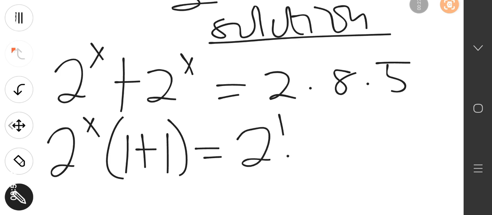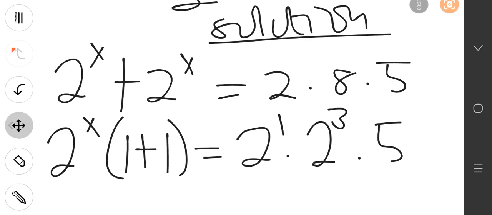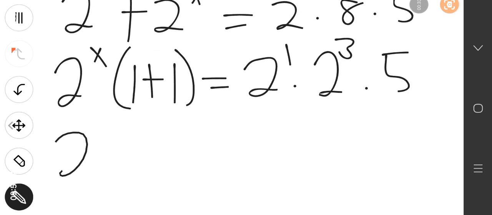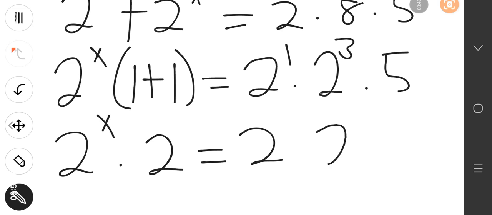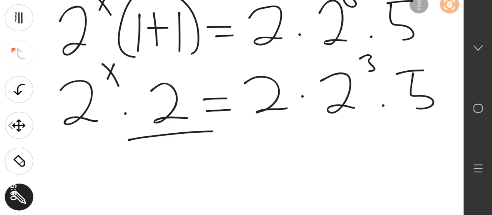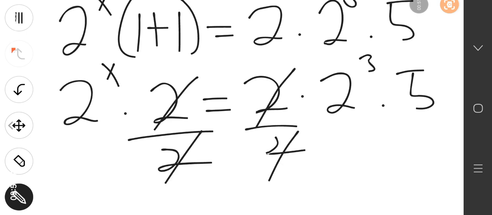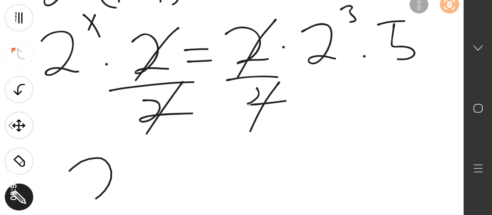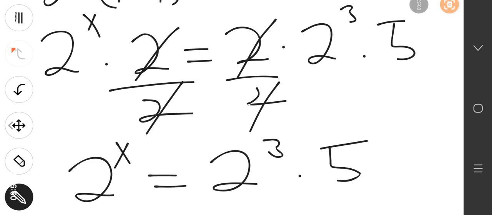8 is the same as 2^3. All right, so we're going to have 2^x times 2 equals 2 times 2^3 times 5. All right, so we're going to divide here by 2, here by 2. So this and this will cancel, this and this will cancel. So you're going to have 2^x equals 2^3 times 5.